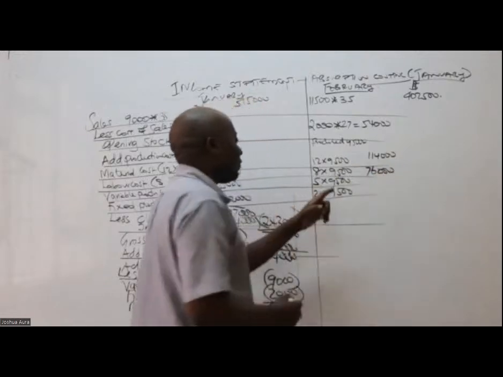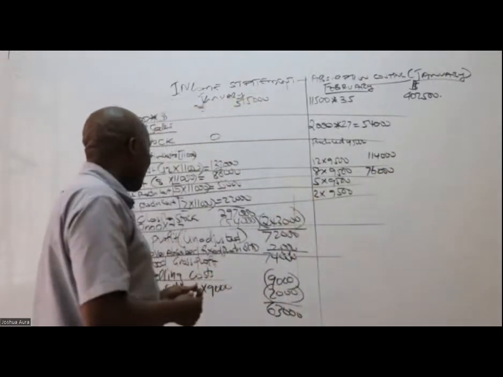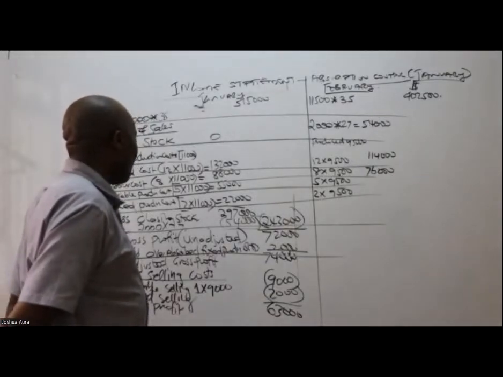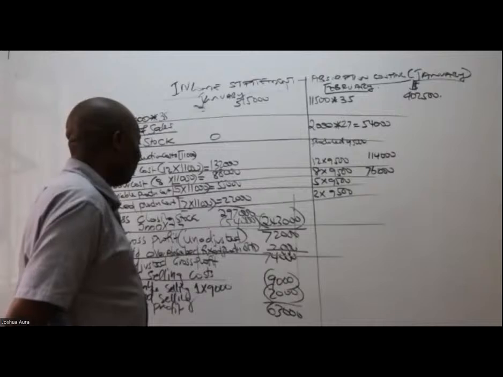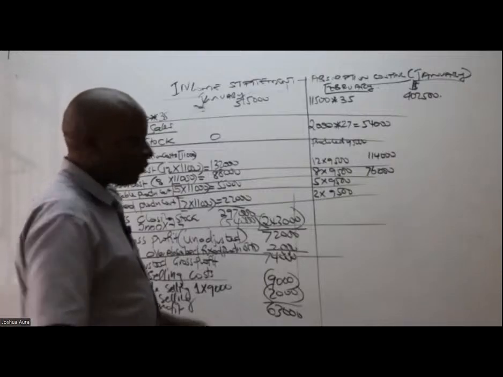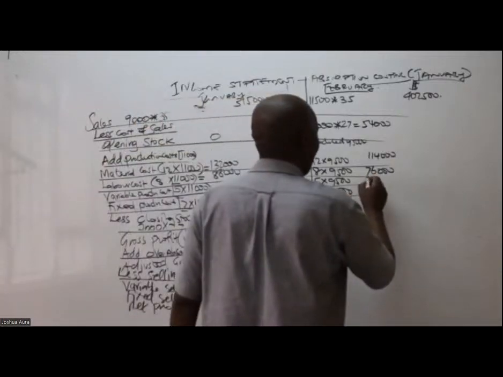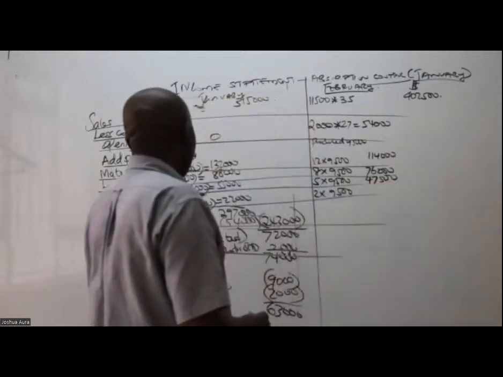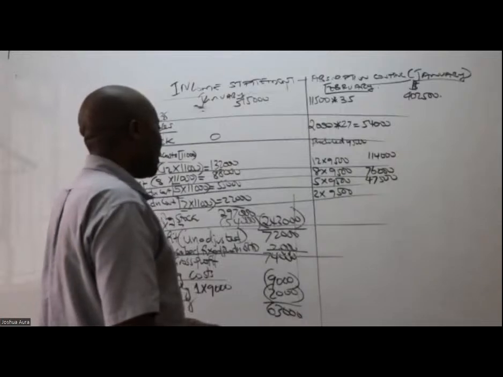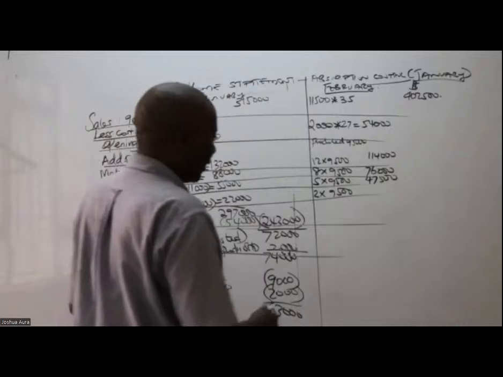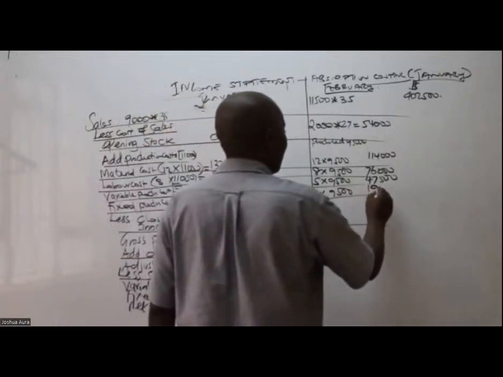Then we have 5 times 9,500, which gives 47,500. And then we have 2 times 9,500, which gives me 19,000. Thank you so much.